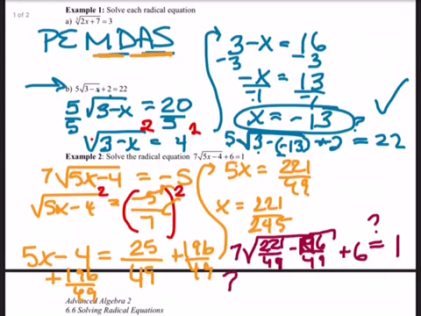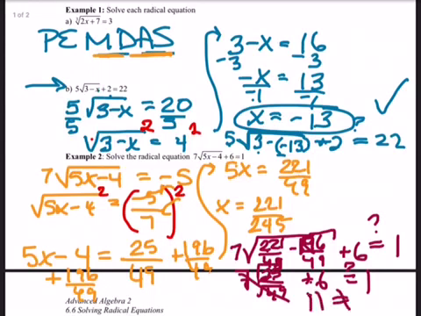So I basically have 7 times the square root of 25 over the square root of 49 plus 6. Does that equal 1? So I have 7 times 5/7, which is just 5. So these cancel, so I get 5 plus 6, which is 11, and that does not equal 1. So this one has no solution.